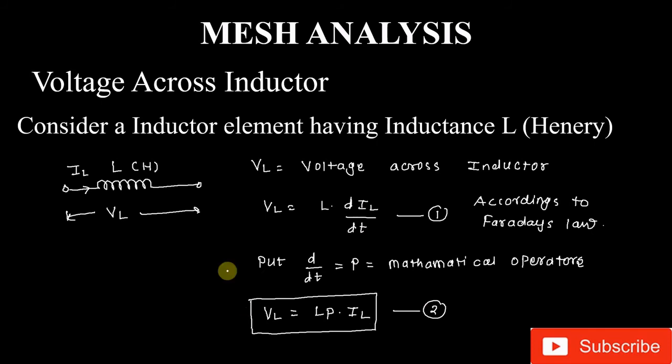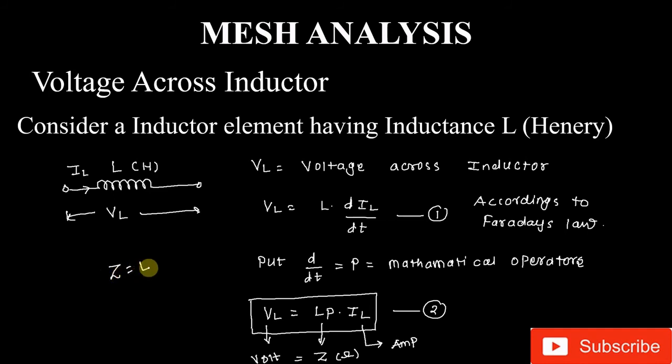Now we have studied that according to Ohm's law, voltage is the product of current and resistance. So I can say that this LP is actually Z. What is Z? Z is the impedance, and the current is measured in ampere. So this is I into Z, that is, the voltage of the inductor is the product of Z and ampere. So what is the value of Z here?